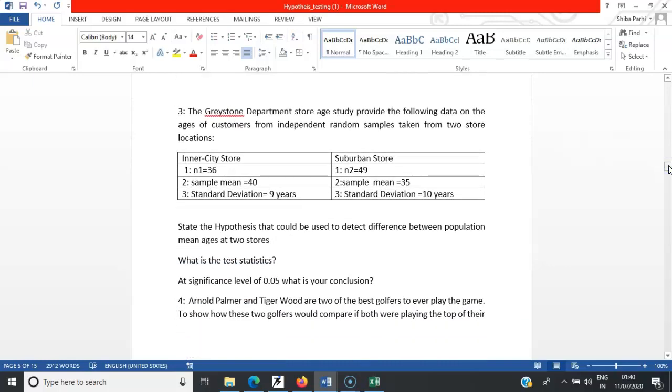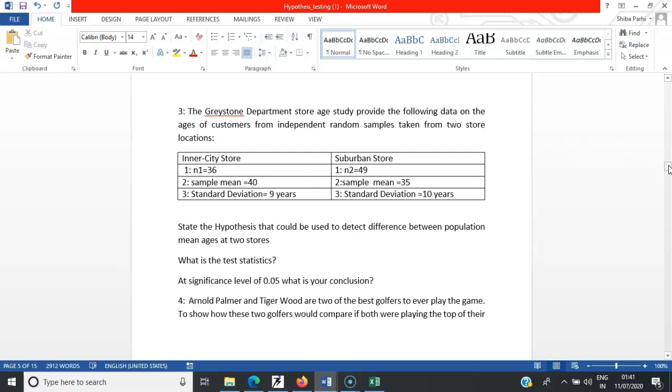The Greystone department store age study provides the following data on the ages of the customers from an independent random sample taken from the two store locations. There are two stores. One store of that Greystone department store is in the inner city, and another is the suburban store. So they have taken sample sizes n1 and n2 of 36 and 49. Sample mean is 40 and sample mean in the suburban store is 35. Standard deviation is 9 years. Standard deviation is 10 years.